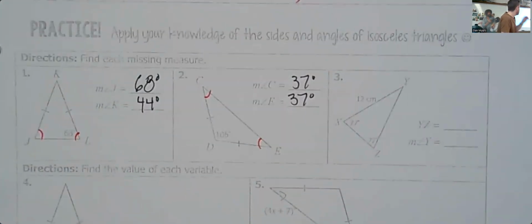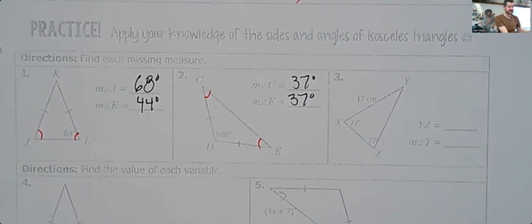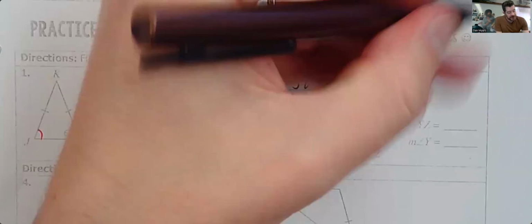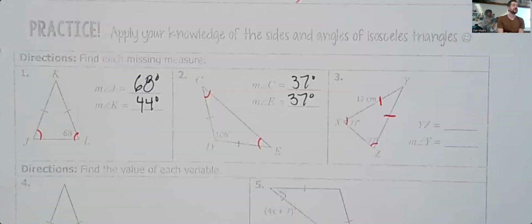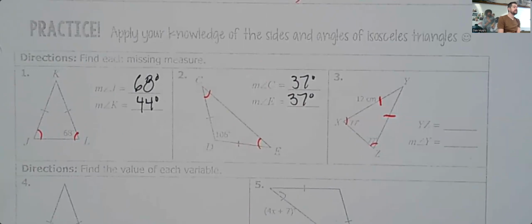Now, number 3 is a little bit different. We have to figure out the measure of angle Y, but it's also telling us to find the length of YZ. So I'm going to put a couple markings on here. We know that X and Z are congruent. It shows us the numbers for that, but the side lengths here are also congruent. So if YX is 12 centimeters, how long is YZ? 12 centimeters, yeah, because those side lengths are congruent.